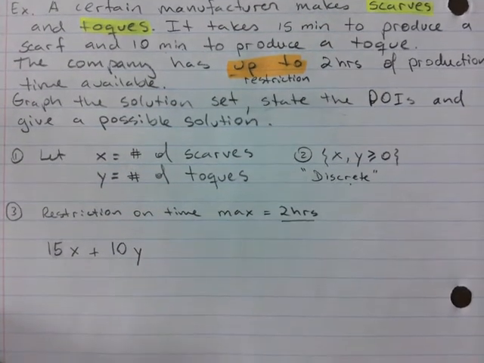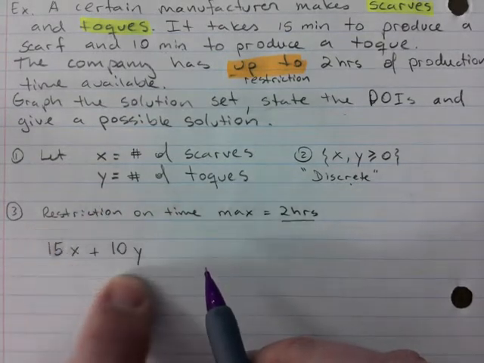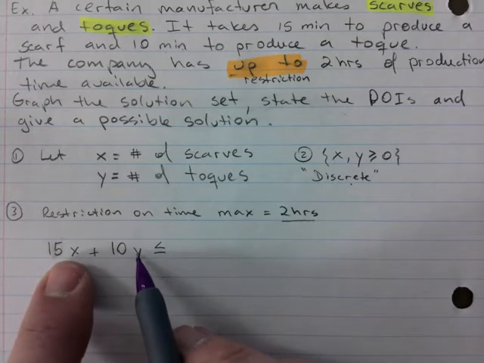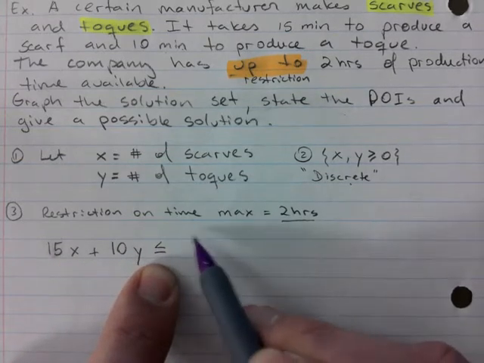And which way do I have to put my inequality symbol? That's always the kicker here. This has to be less than or equal to, right? The amount of toques and scarves you're producing, that has to be less than or equal to, what are we going to put on this side?